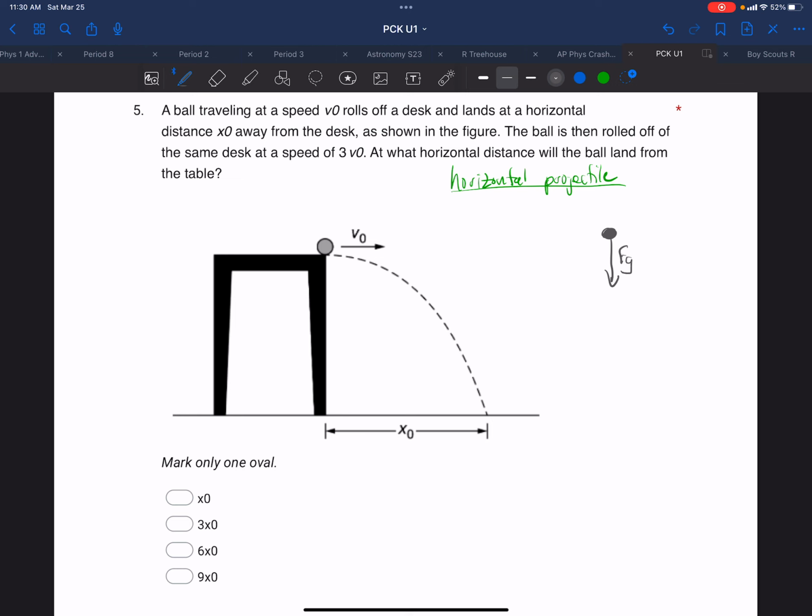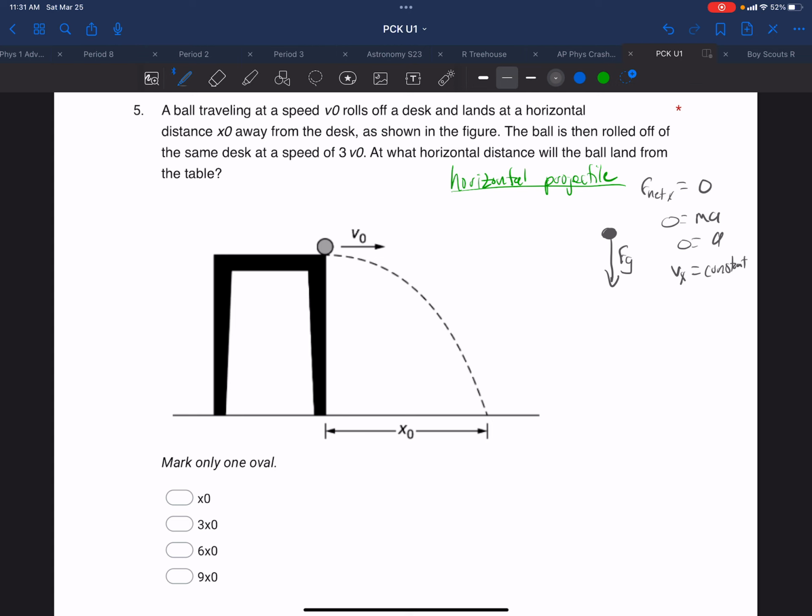That means the net force in the x direction equals 0. And that means that ma equals 0 and the acceleration is 0. In other words, the velocity in the x direction is constant. So this v0 remains true until it hits the ground.